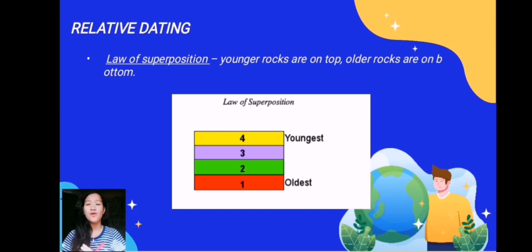As I said earlier, in the law of superposition, yung younger rocks ay nasa ibabaw at yung older rocks naman ay nasa ilalim. It is one of the principles of geology used to determine the relative ages of rocks, strata or layers. This law states that layers of rock are superimposed or laid down on top of another. The oldest rocks will be on the bottom and the youngest on the top.